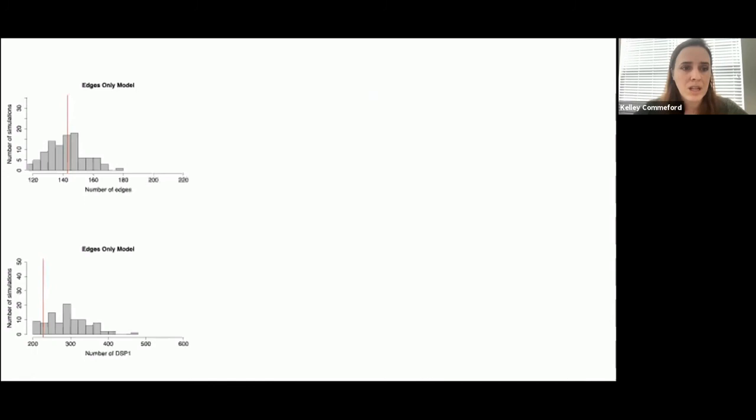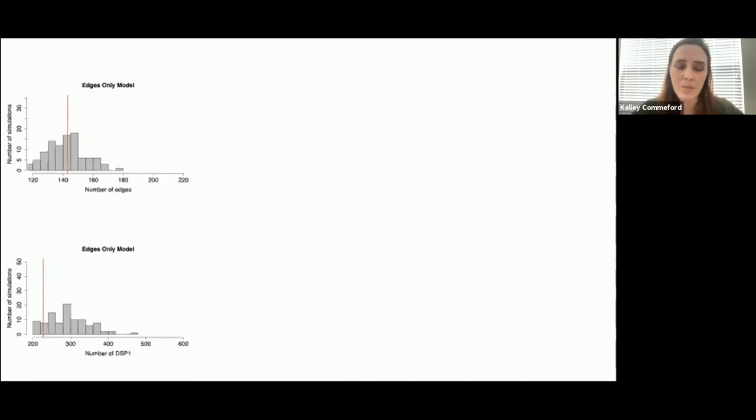So what we do with ERGMs is we can fit an observed network. We did this with peer instruction. This is our null hypothesis: every edge between our nodes is equally likely. So there's no structure. We just randomly splatter some edges in there.